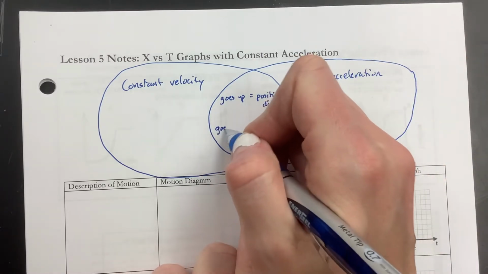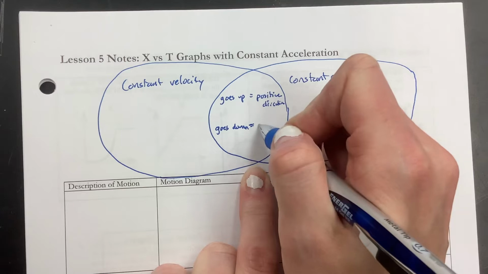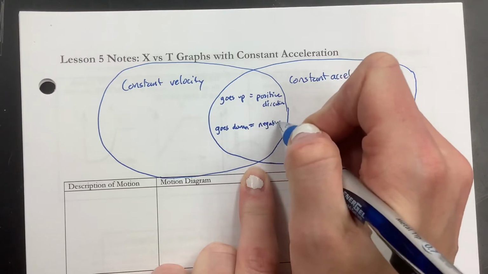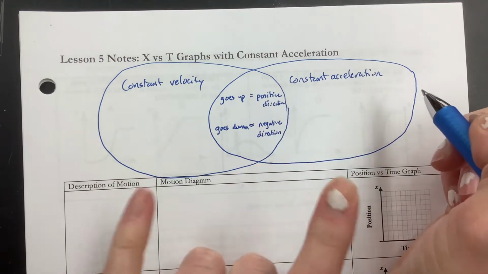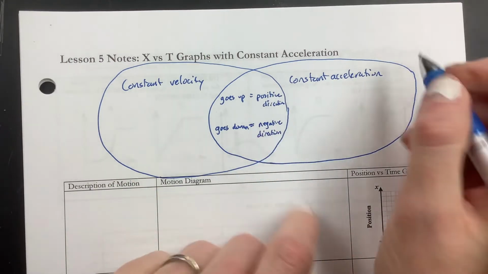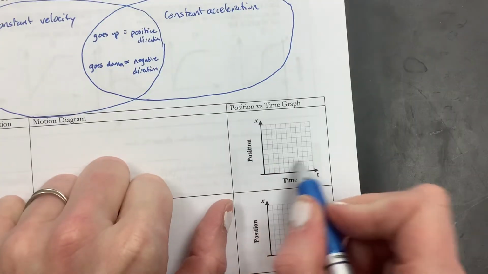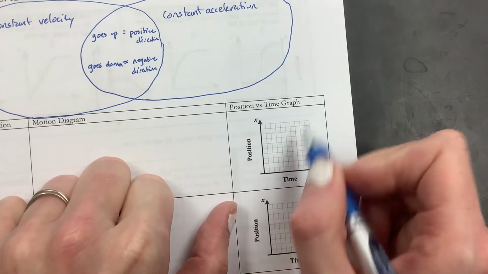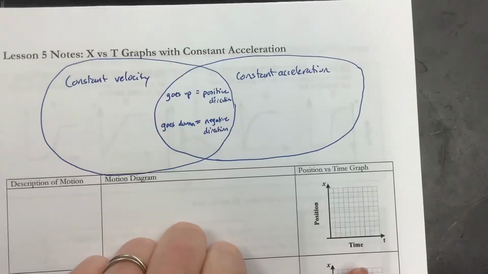And if it goes down, whoops, I forgot the n, that means it's going in the negative direction. And that is the same in both constant velocity and constant acceleration. So remember, that's as we go to the right. It's like we're reading a book. As we go on the graph to the right, if it goes up, it's going in the positive direction no matter what it looks like. And if it goes down, it's going in the negative direction no matter what it looks like.